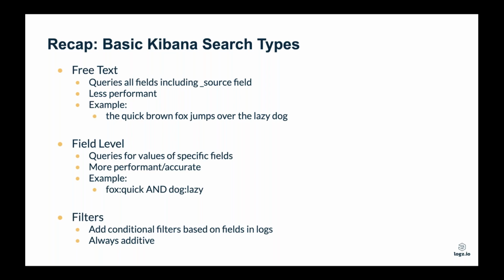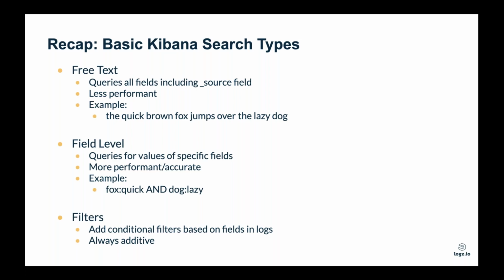The next one, field level searching, is going to be significantly more performant and accurate. It's going to give you a tighter sense of control on what you're trying to do and trying to extract from your data. And this is something that we see our customers using a lot more actively than just free text search. For example, you can see here, we have the field fox and the field dog, and we're specifically looking for the value of quick and the value of lazy. This extracts that at a very, very specific level, and we don't get log lines that just have the word "the" in it.